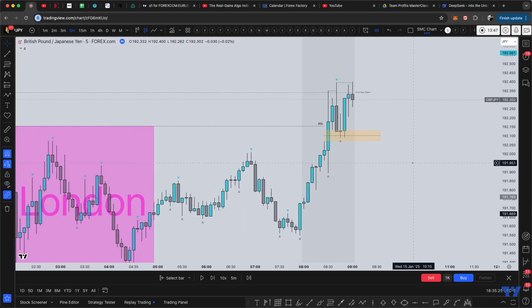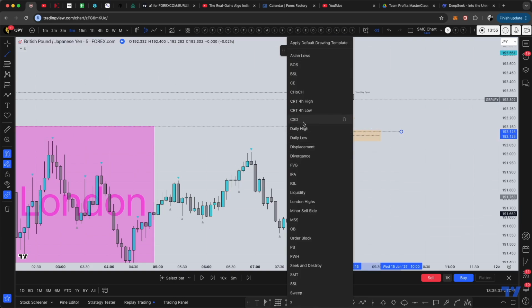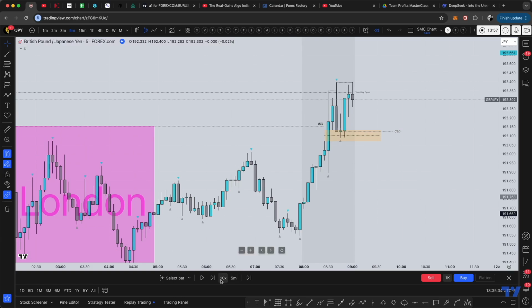This is not looking that good. At this point, I'm not a fan of this, but however, if we do get a close here, this is probably my change in the state of delivery. Let's see what happens.